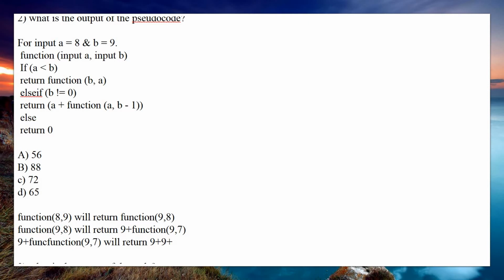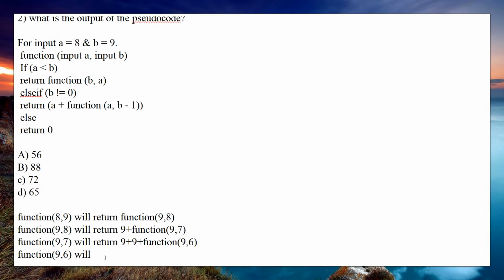Then after that again it will call the 9 plus function of A comma B minus 1. B minus 1 is nothing but 7 minus 1, which will be 6. So then in the next step you will call the function of 9 comma 6. So what is the function of 9 comma 6? 9 comma 6 is nothing but you have 9 plus then function of 9 comma 6.